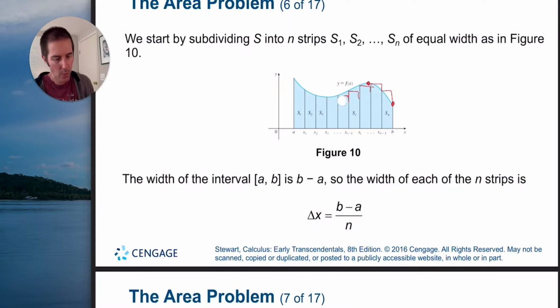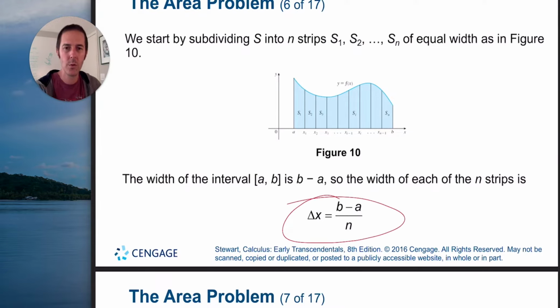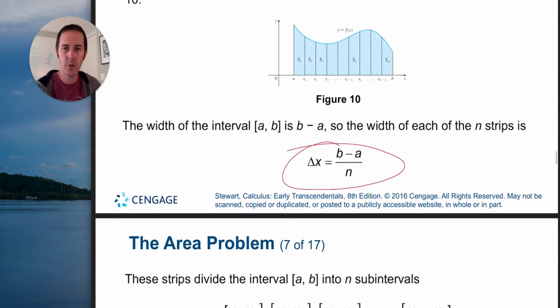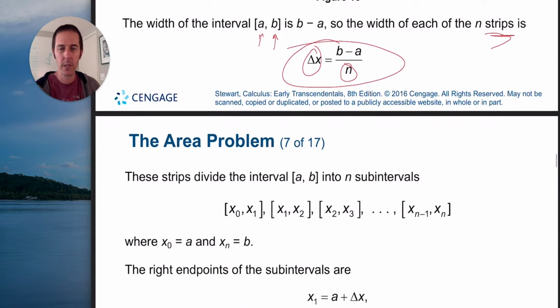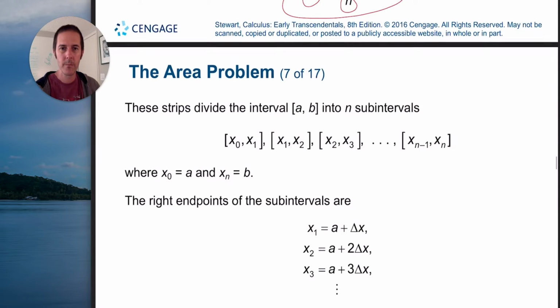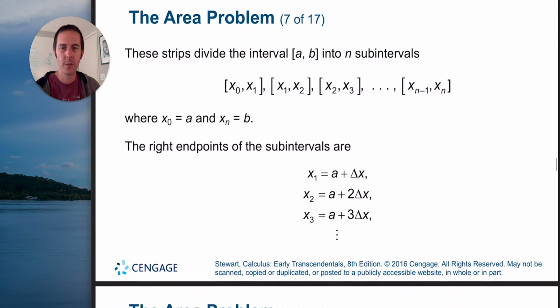Here's a little formula, a good one to have, in order to calculate the width of each strip. The author is calling them strips here, which is fine. The width of each strip can be calculated by taking the upper and lower bounds of your interval, finding their difference, and then dividing by the number of strips you're going to be creating, and that will equal the width of each strip, delta x. And we'll see that delta x repeatedly, so that's a good one to have. N subintervals.